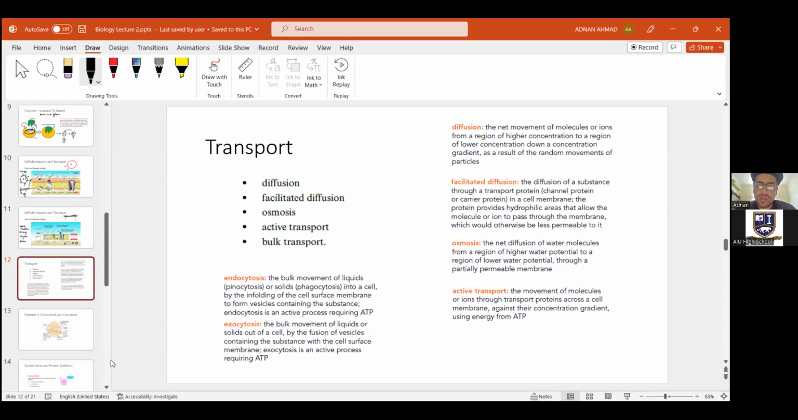Can anyone give me an example of diffusion? Anyone? Have you studied it before? I didn't study that, never. Have you studied diffusion? No, I didn't study it. Okay, okay.